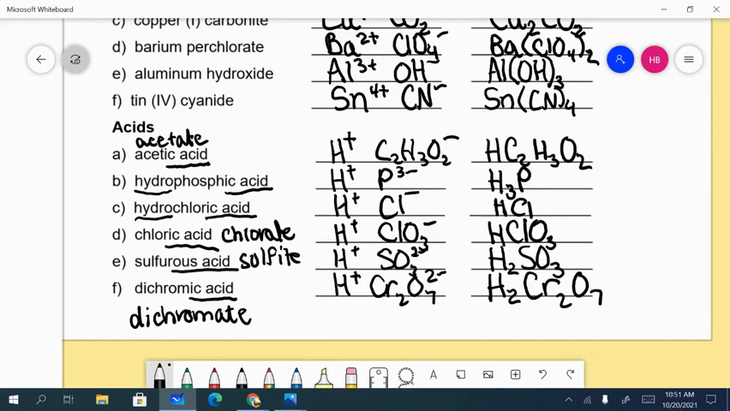So this is how we take formulas and turn them back into names. It is the same concept we've been doing all along. You just have to think backwards. But remember, you've seen each and every one of these compounds before, so it just takes practice in order for you to master it.